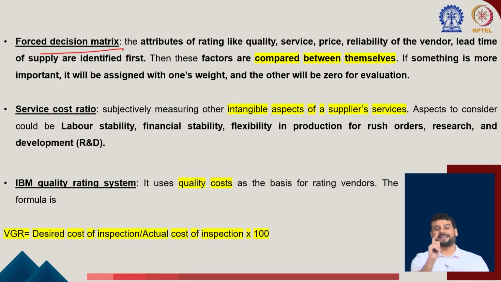Criteria 1, quality is more important than delivery. If it is so, we will assign weight 1, otherwise we will assign weight 0. This is just how you can assign weights, right? Service cost ratio: particular services you are providing, like intangible services. So then you can, providing those extra services.